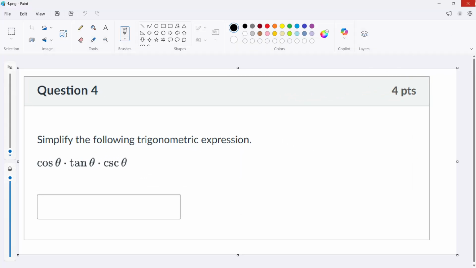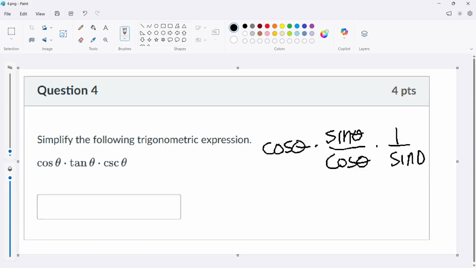Simplify the following trigonometric expression. So I'm just going to rewrite this as cosine theta times sine theta over cosine. That's what tangent is. Tangent is sine over cosine. Cosecant is 1 over sine. Look at this. The cosines cancel, the sines cancel, and all you're left with is 1.